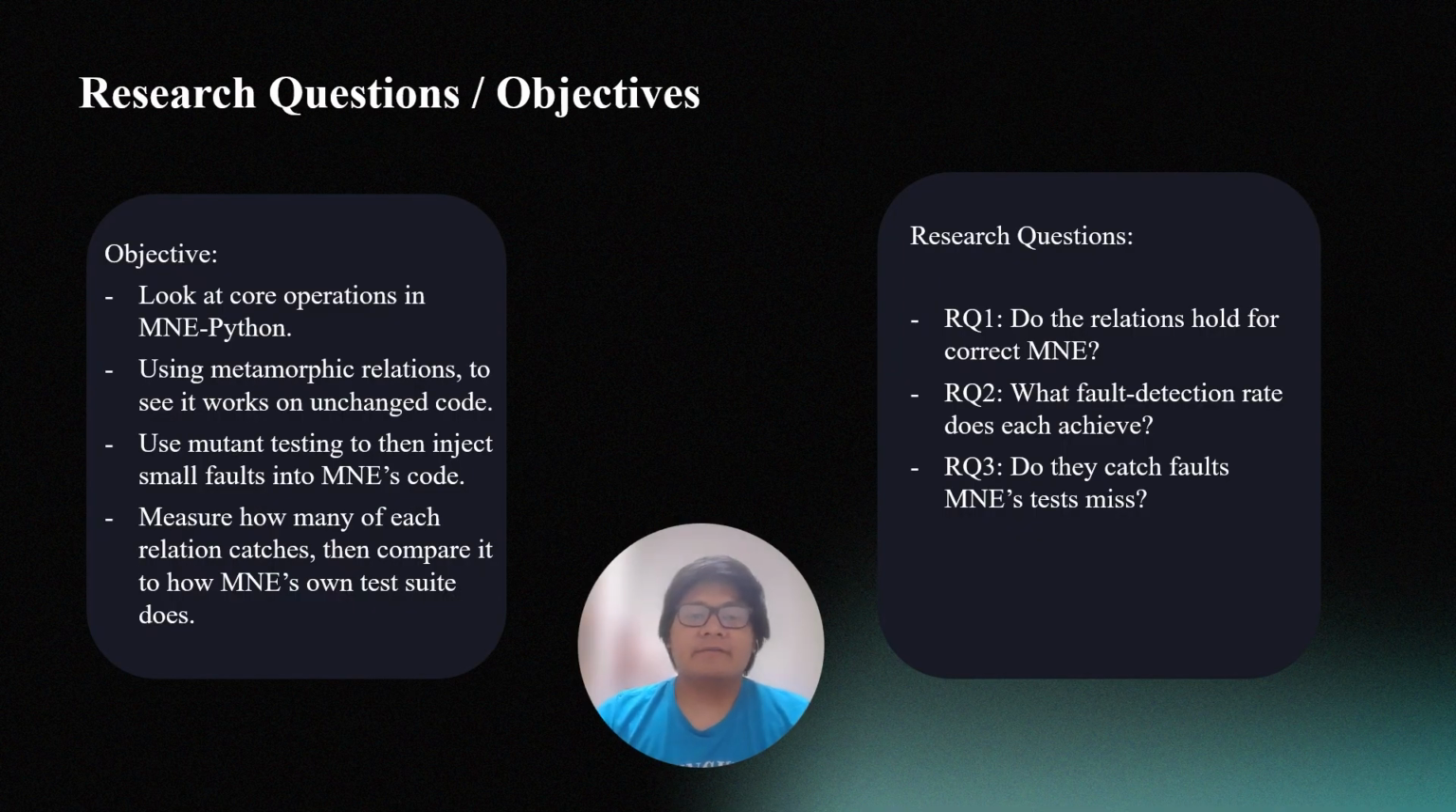So let's talk about the research questions and objectives. For our objectives, I spent some time looking at the core operations in MNE-Python. There are a lot of different operations, and I will tell you later on which 4 main ones I looked at. Using these metamorphic relations, I will see whether they hold on unchanged code, and then use mutation testing to inject small faults into MNE's source code, and measure how many of them each relation catches, and then compare that to how many MNE's own test suite catches.